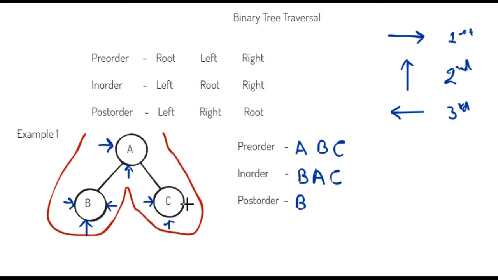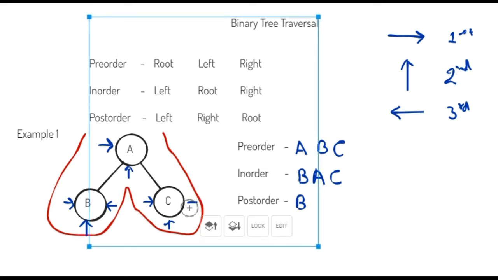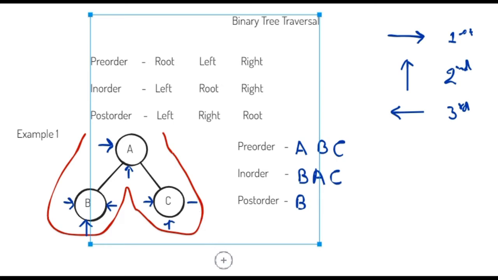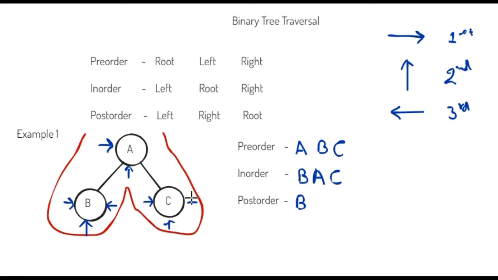Now we will visit node C for the third time. So the pointer direction will be right to left. So we will add node C in the post order list. Now we will move to node A. We have visited node A for the third time. So the pointer direction will be right to left. So we will add node A in the post order list.